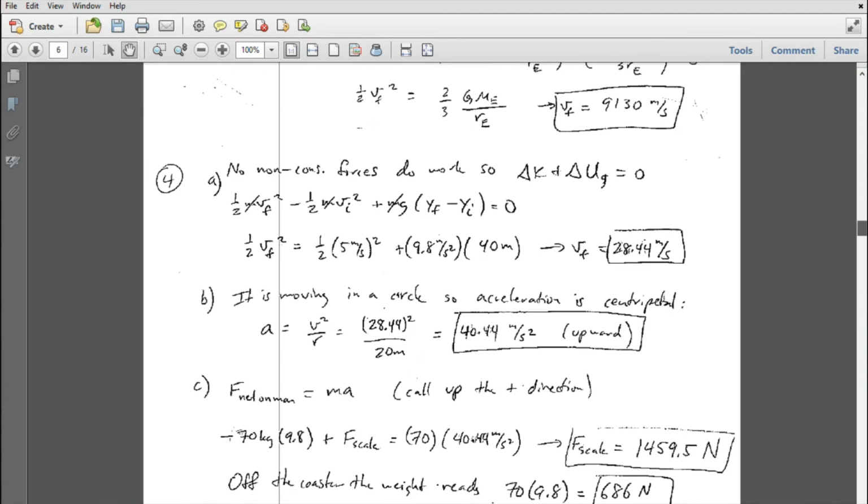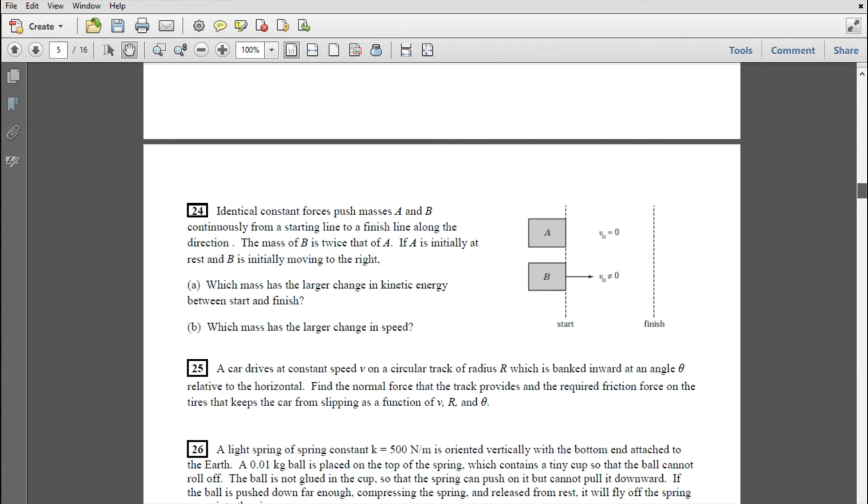All right, 24. Wow, this is a slog getting through all these, but hopefully we're almost done. I think there's only 27. Identical constant forces push mass A and B continuously from the starting line to the finish. So constant force. Mass B is twice that of A. Okay, so B is going to take longer because that same force doesn't accelerate it as much. It takes longer to get to the finish.